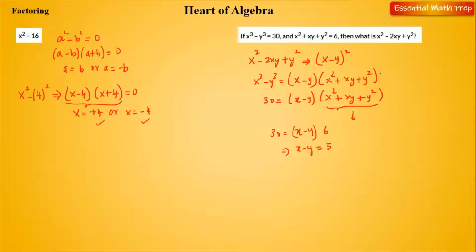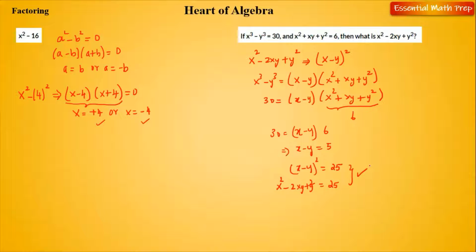And we have to figure out (x minus y) squared. So (x minus y) squared equals 25. This problem by no means is hard, so that's essentially your answer. So you can also write this as x squared minus 2xy plus y squared equals 25. So they're both the same.